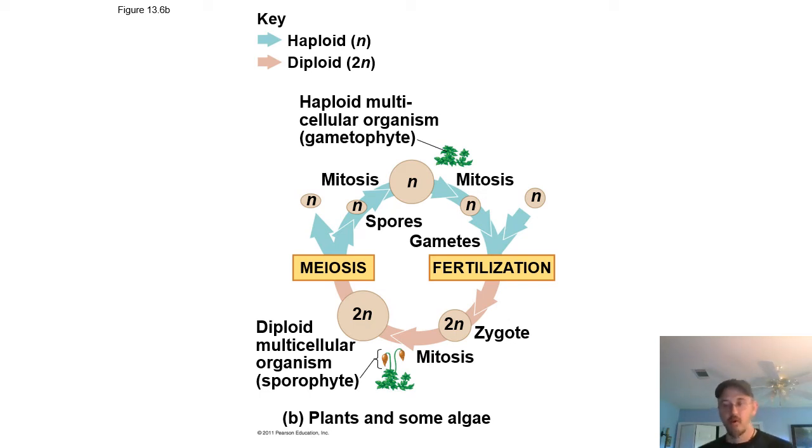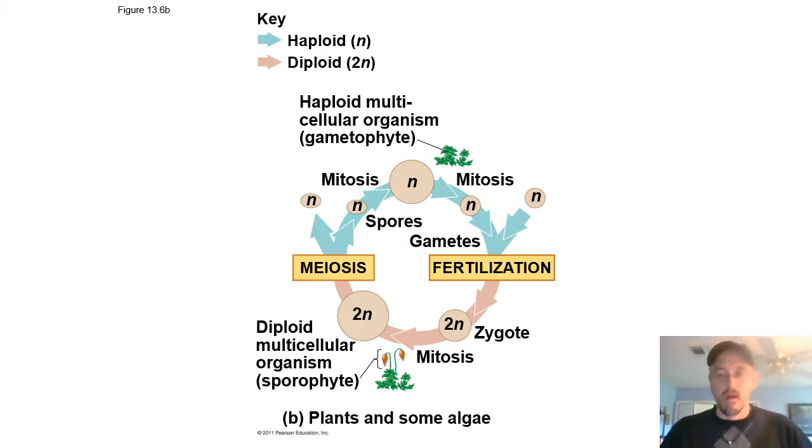So we talked about human meiosis. I want to show you here an example of an organism, this is a plant, that uses a completely different life cycle than humans do. In plants, the main organism is diploid, and they undergo meiosis just like we do. But when plants undergo meiosis, they produce spores.